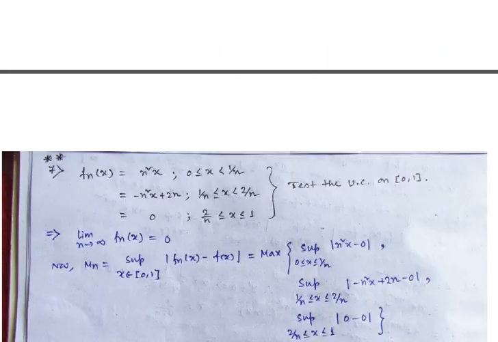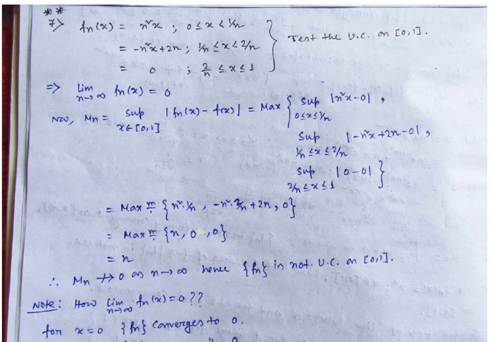In our previous lecture I gave you a problem to check the uniform convergence of the sequence of functions fn. This problem is very important because it has been repeated many times in exams. Many of you have asked me how I am writing limit n tends to infinity fn(x) equals 0, that is, how I am saying that the sequence of functions is pointwise convergent and converges to 0.